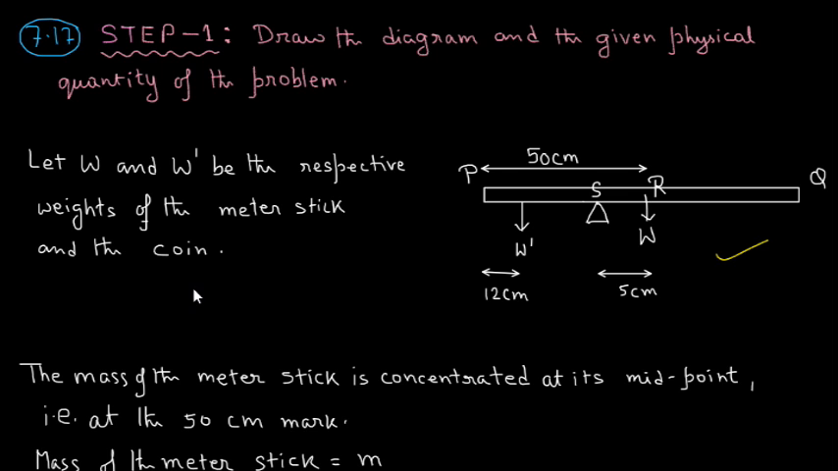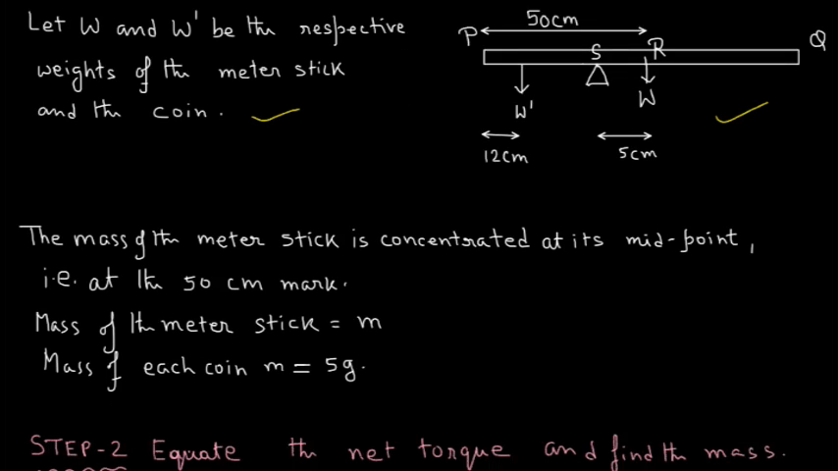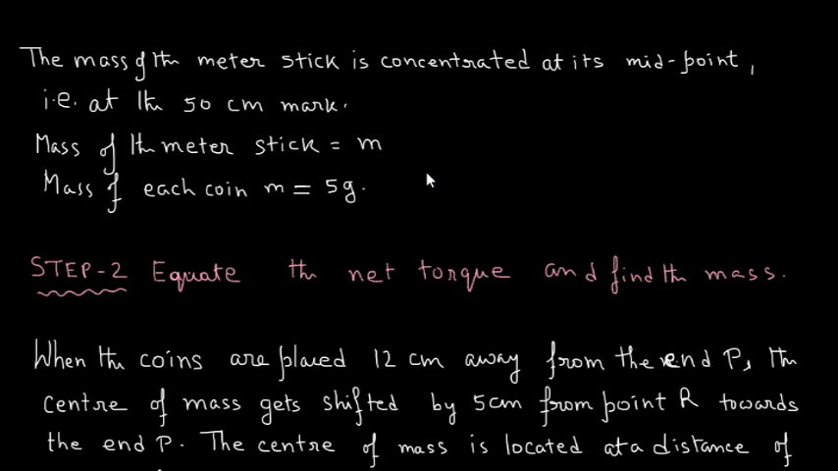Now let W and W dash be the respective weights on the meter stick. Now mass of the meter stick is concentrated at its midpoint, that is at 50 centimeter mark. So mass of the meter stick is m, mass of each coin m is equal to 5 gram. Next step is to equate the net torque and find the mass.